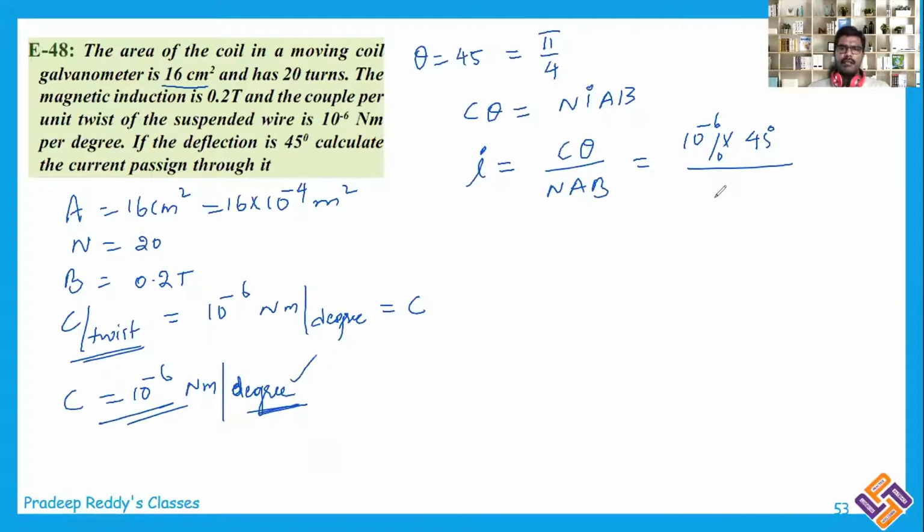N is 20, given. Area of cross section is 16 into 10 power minus 4. And magnetic field is 0.2 Tesla. So calculating this total value, you will get current I nearly 10 into 10 power minus 1 ampere. So that means nearly equal to 1 ampere.